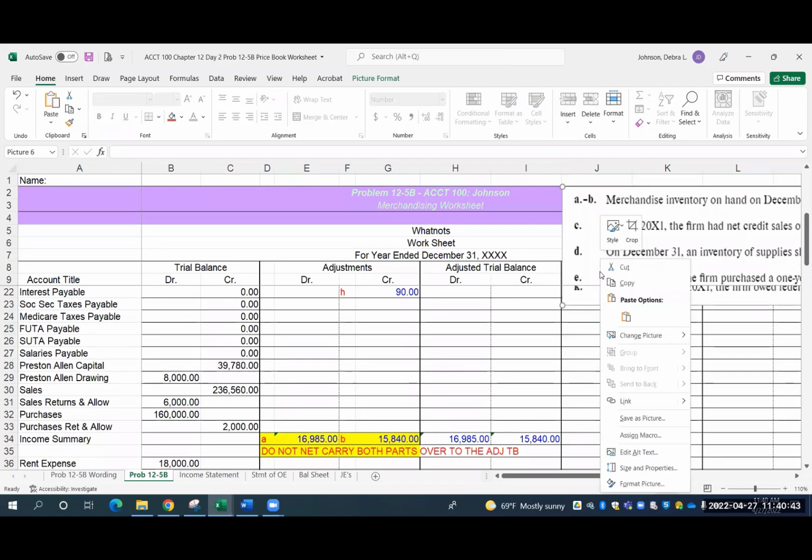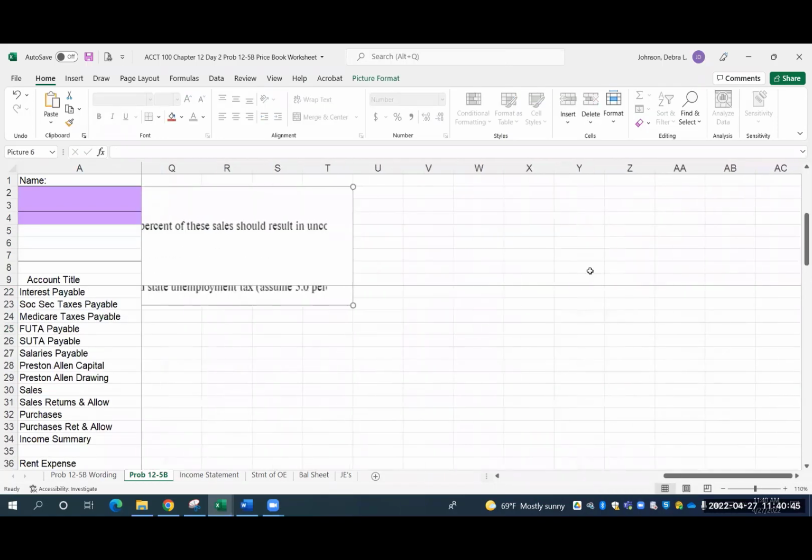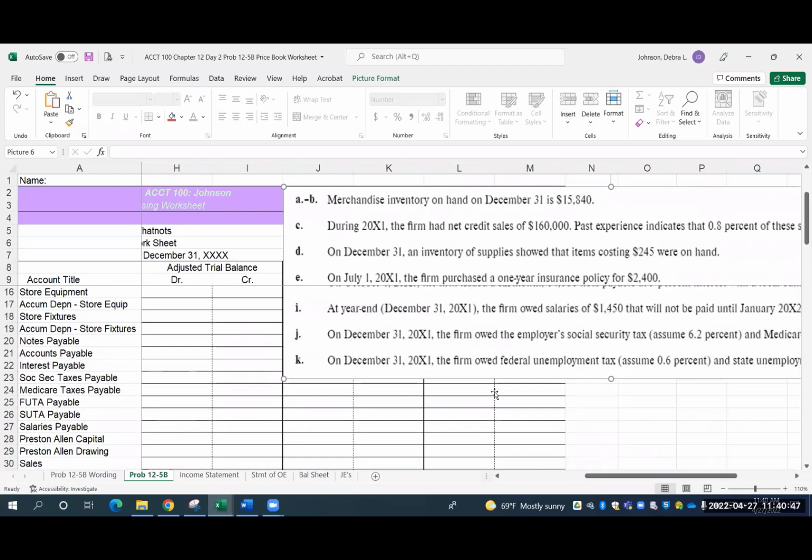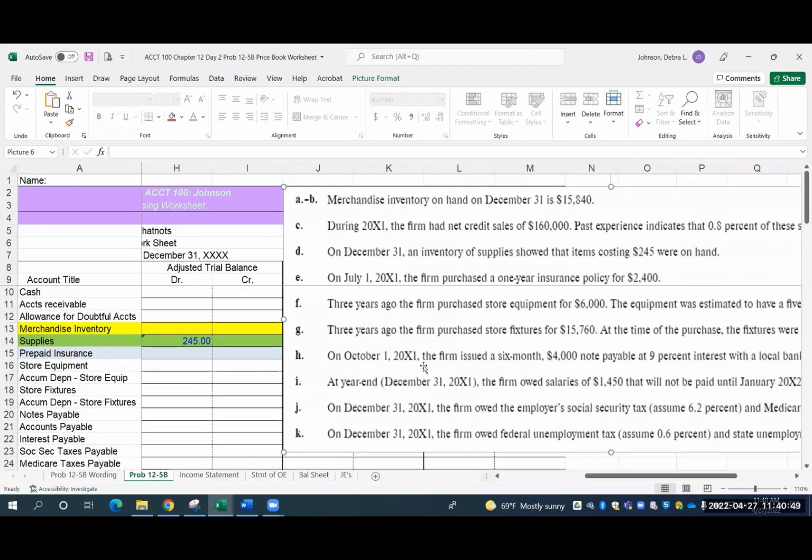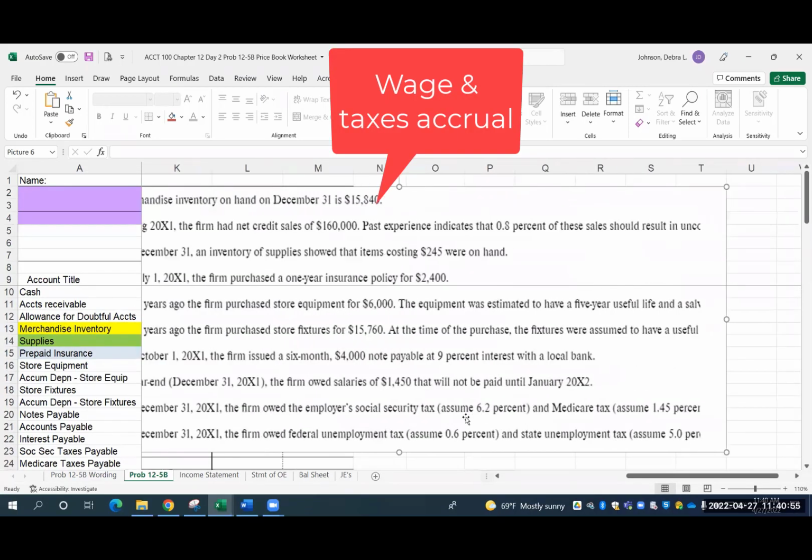All right, let's go back to this then. We'll scroll over here. Let's see where we are. We just did H, so we're at I. At year end, the employers owed $1,450 of wages that won't be paid until January. So there's that payroll where part of it falls in this fiscal year and part of it falls in the next fiscal year.